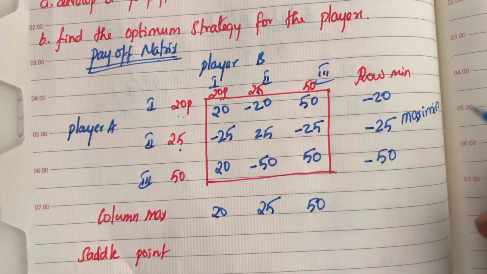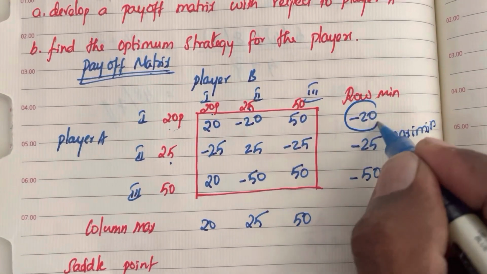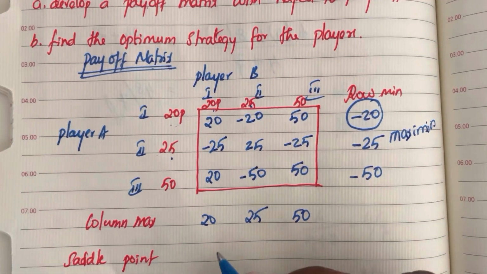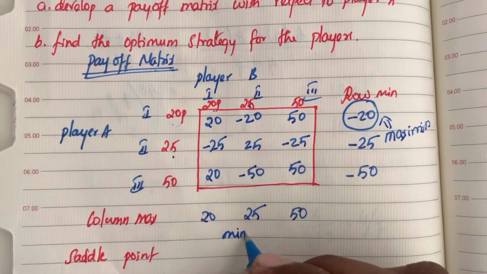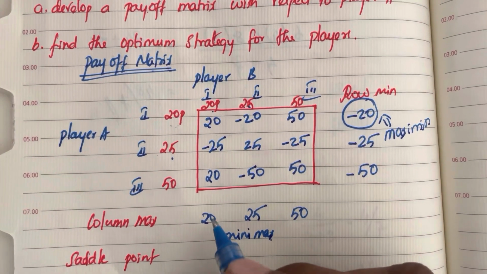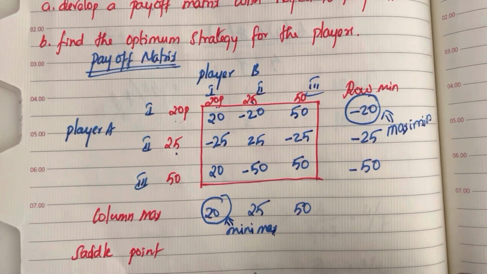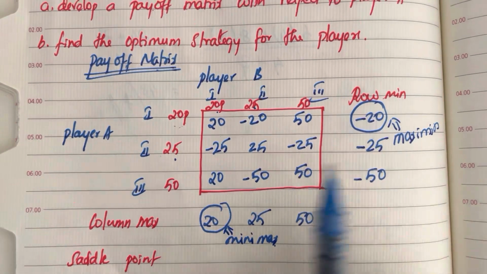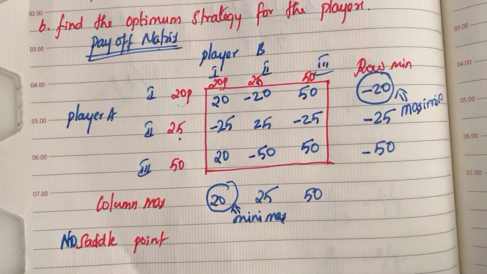maximin. Okay, so the maximin is minus 20. In this the maximum is minus 20 because the other two are minus 25 and minus 50. And here you need to find out the minimax. So in this the minimum is 20. Okay, so the minimum is 20. So now minimax is 20, maximin is minus 20. So now these two are not equal, so there is no saddle point.